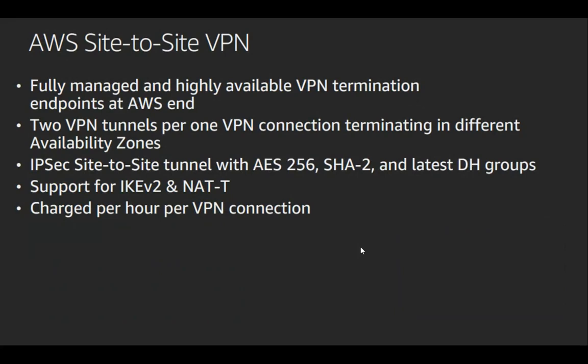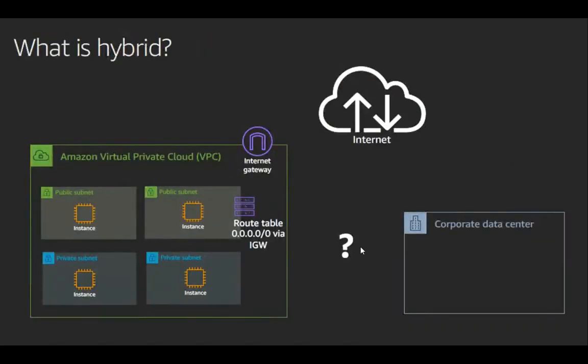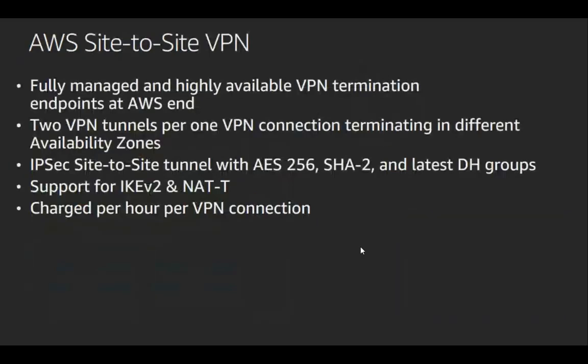The first option could be an AWS Site-to-Site VPN connection, where we establish a site-to-site VPN connection between your VPC and your corporate data center. Site-to-Site VPN, as you know, is a fully managed and highly available VPN termination endpoint at the AWS end. One end of the VPN tunnel is terminated at the AWS end, and the other end can be terminated at your edge device.